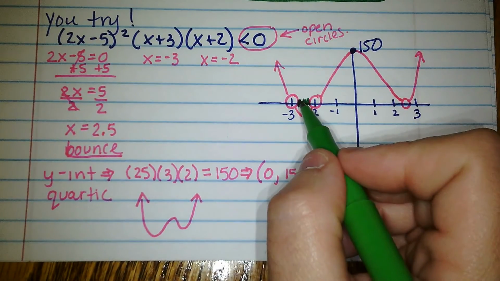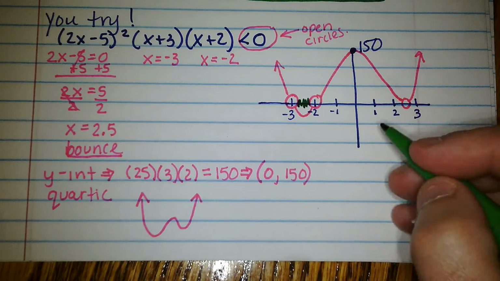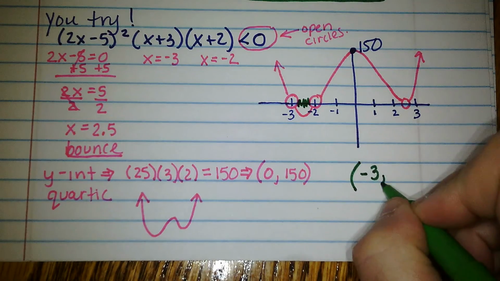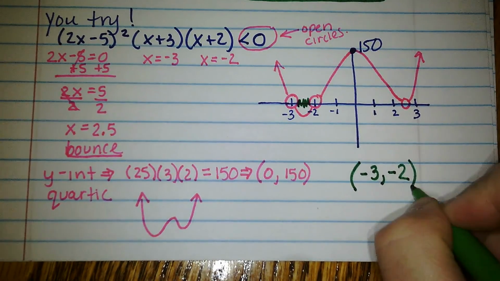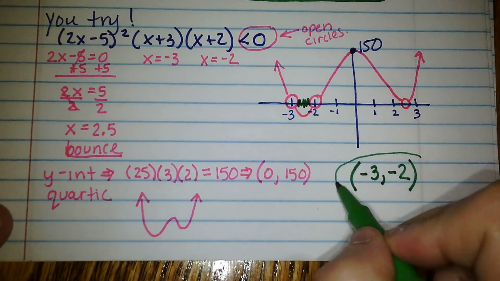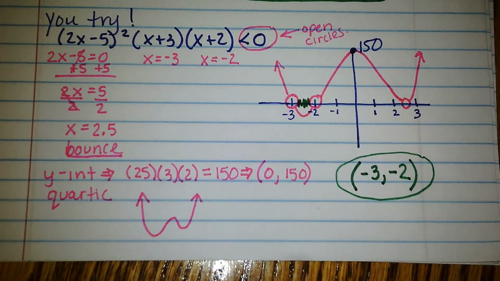Now they're open circles, remember. So that means that when we go to write our interval, we have parenthesis, -3, comma, -2, close parenthesis. And we're done. That's it. That is your answer to this inequality.